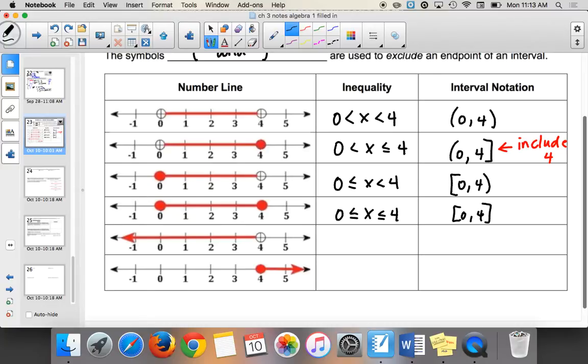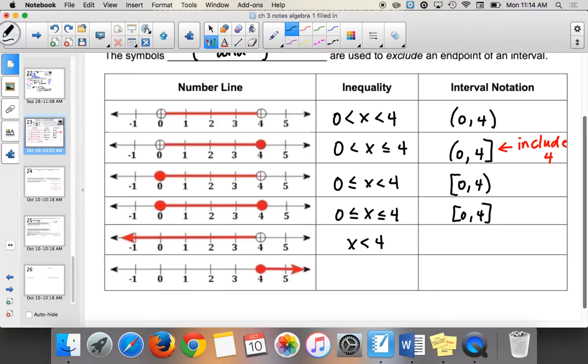Okay, so what if we don't have an endpoint? So this one's going all the way off on the far left. So what's the smallest number? Where do we start? Is there a smallest number? There's not. It goes on forever. So what is the biggest negative number you can think of? Negative infinity, right? That's as big as it can possibly be. So for the inequality, we actually just say x is less than 4.